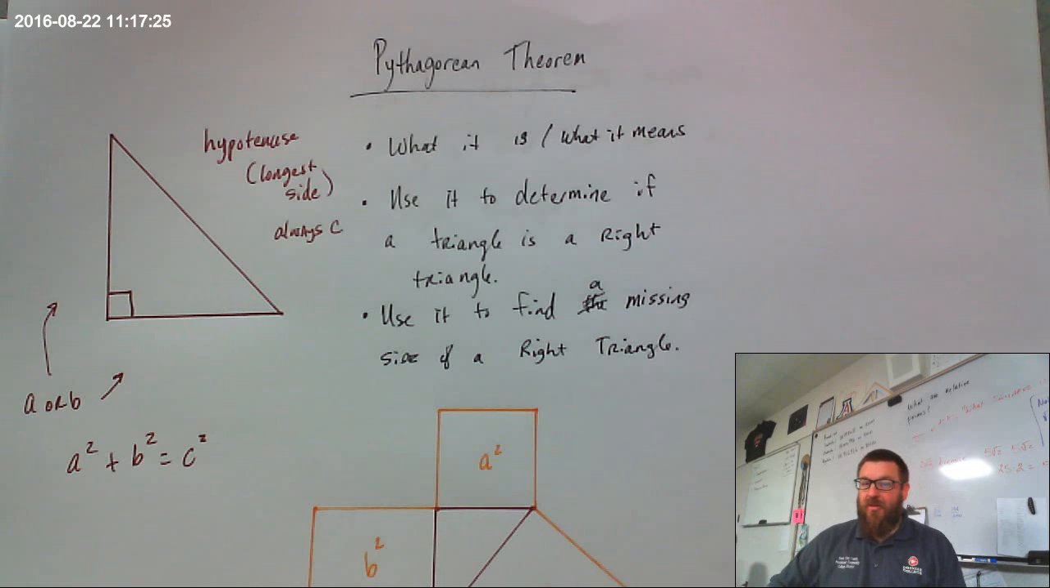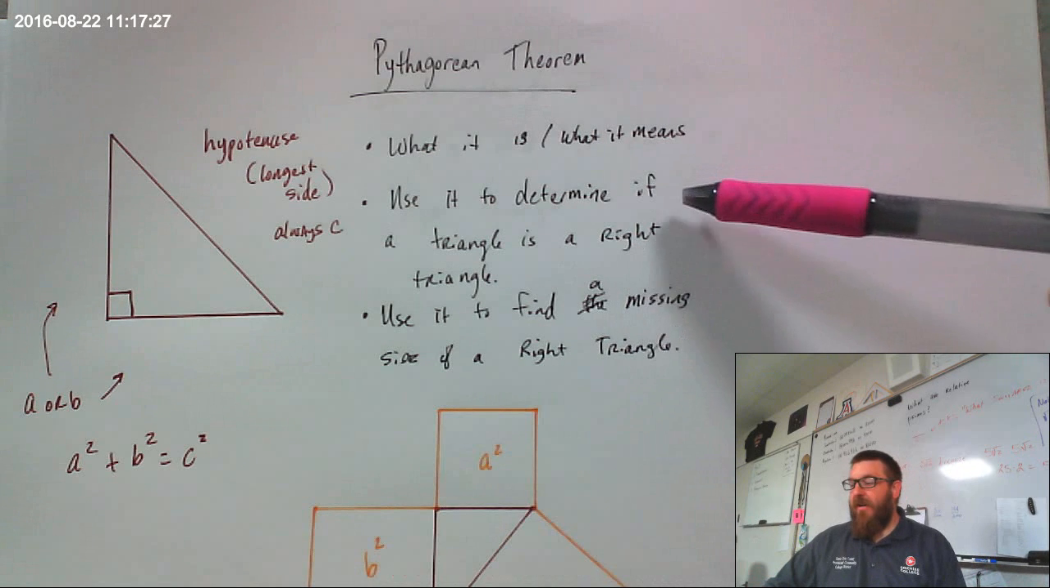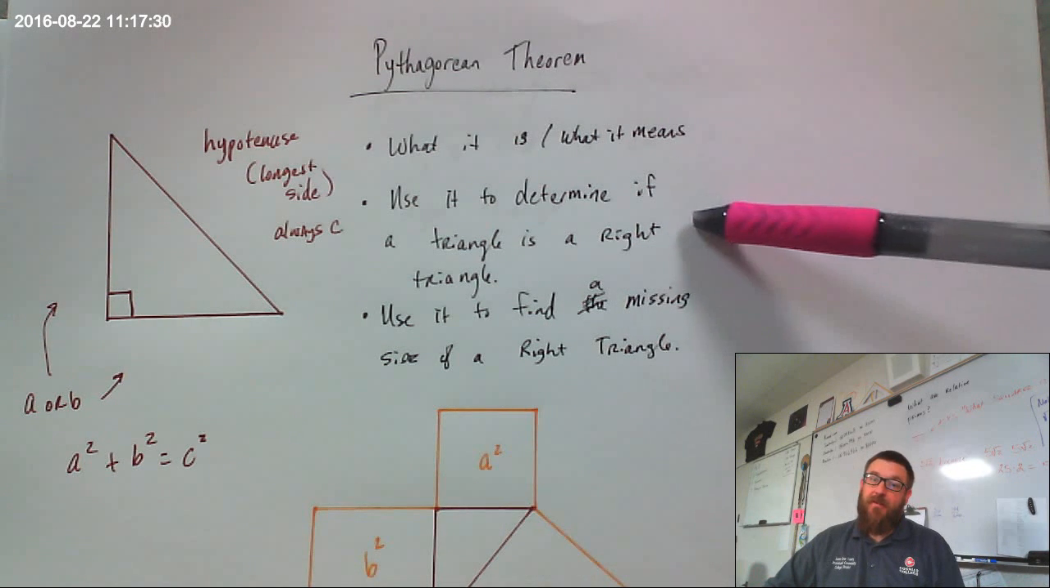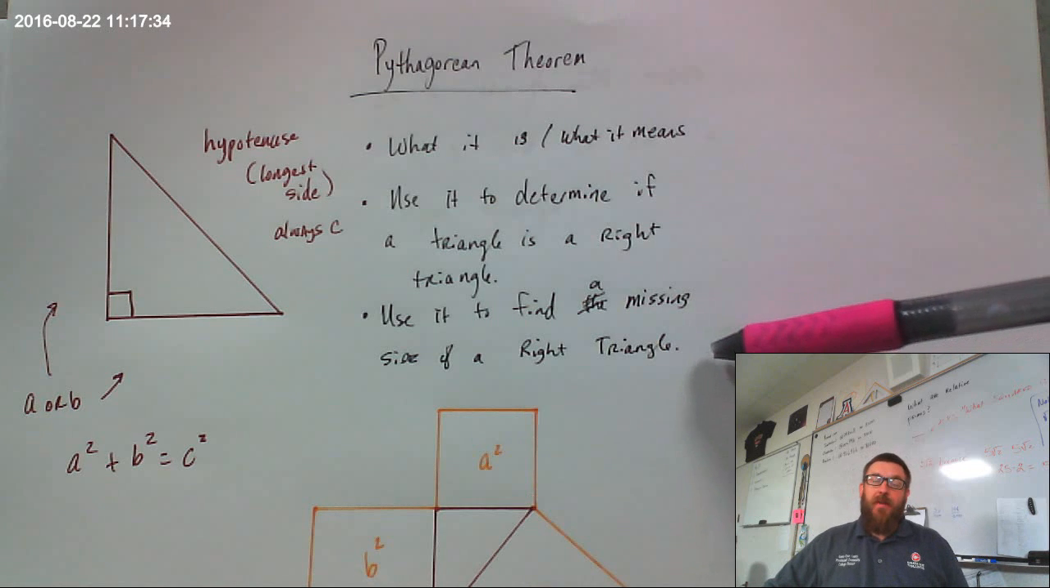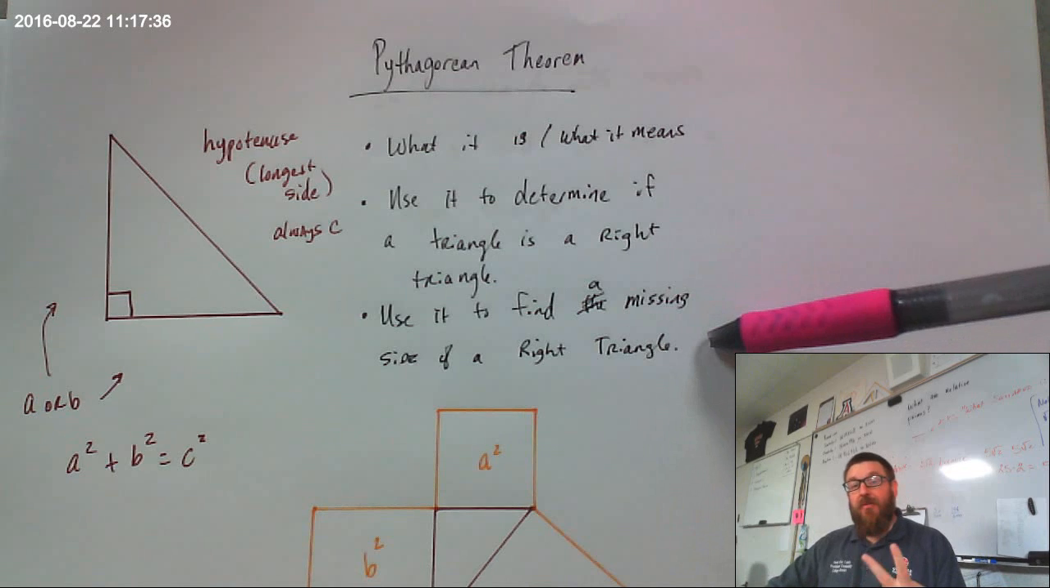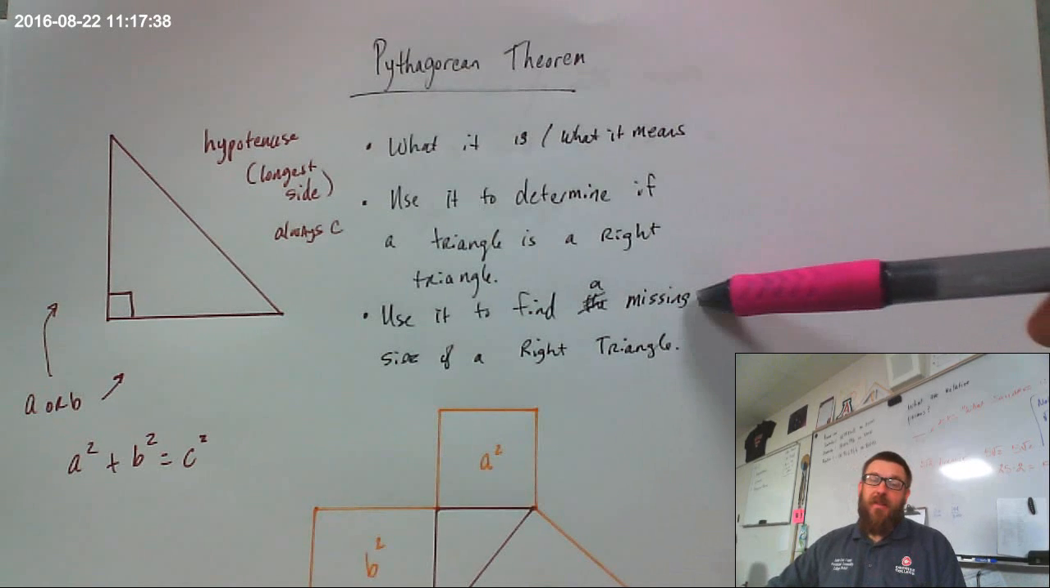We're going to mostly get into these two parts right here: how to determine if a triangle is a right triangle by using the Pythagorean Theorem. And then if you're given a right triangle and you have two sides, I'm going to show you how to find a third side in the most basic of situations, where we're only dealing with perfect squares and we don't have to simplify square roots. That'll be tomorrow, the square root part.